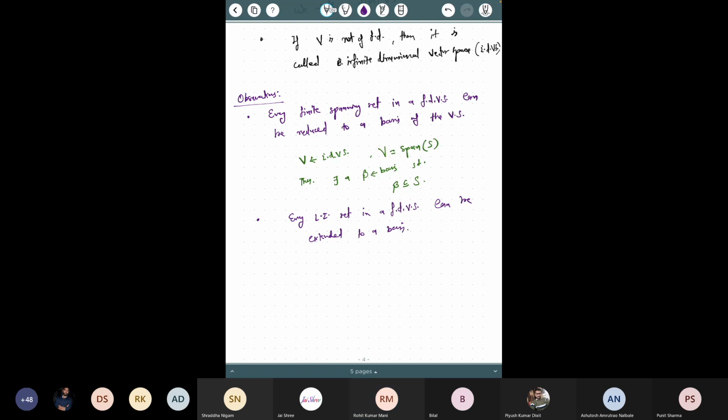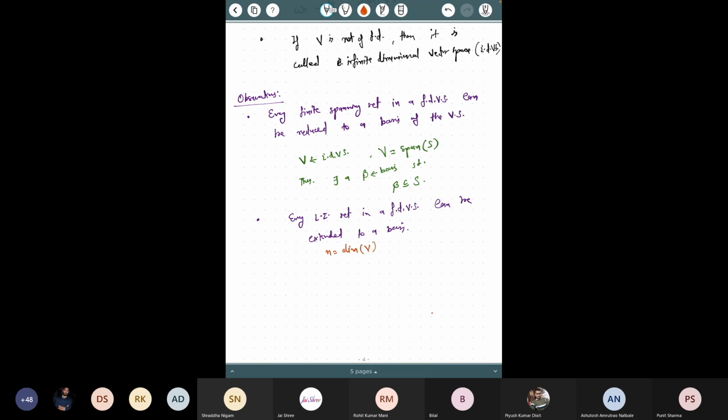Exactly. Yes, sir. So let me give you this idea again. This is a very straightforward thing, but because these are small things, you should be very clear how to do this. So what he's saying is that since it is finite dimension, let's say n is the dimension of V.